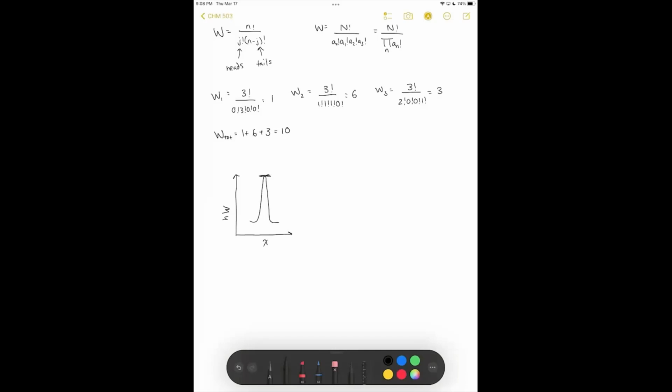And that is simply the configuration at which the derivative of the natural log of the weight with respect to the configuration is equal to 0.